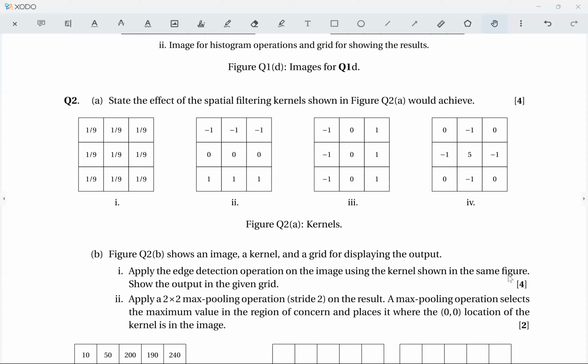Welcome everyone. Let's do this question. State the effect of the spatial filtering kernel shown in figure Q2a would achieve.